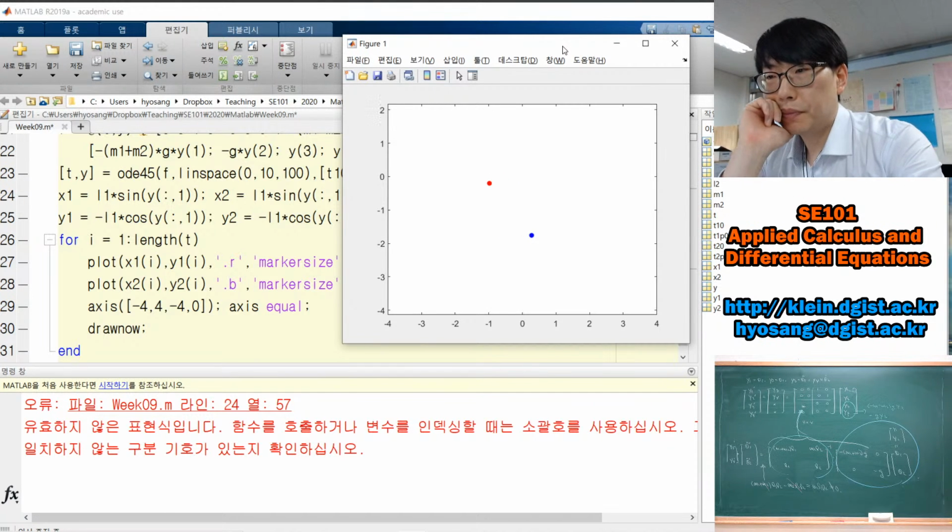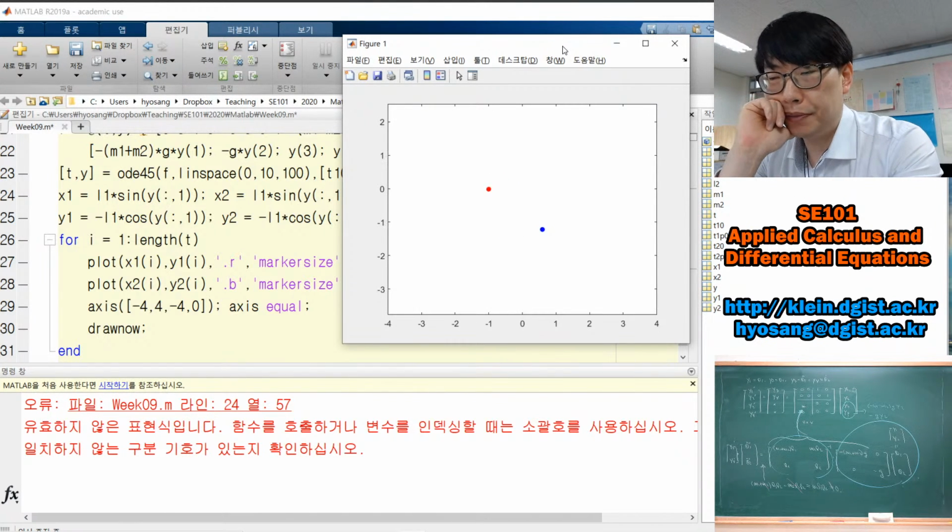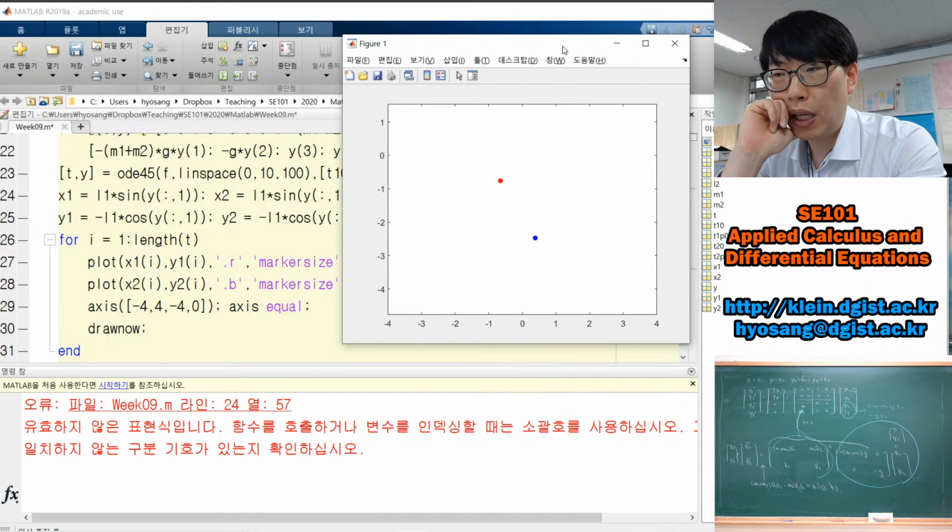So the red one is the M1 pendulum, and the blue one is the M2 pendulum. So the blue one is hanging on the red one, and the red one is hanging from the roof.